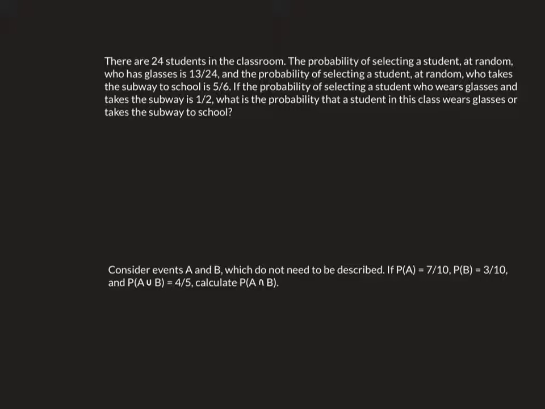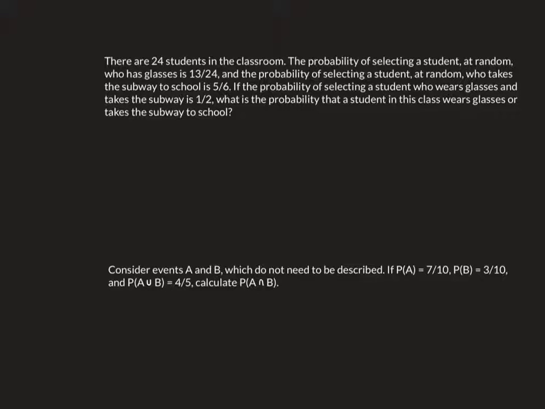All right, so this first question is related to the discussion question from the second part of today's questions on Google Classroom, and the piece of information that you needed in order to answer the question has been filled in. So we're talking about the 24 students in a classroom, and again, the probability of selecting a student at random who has glasses is 13 out of 24. So that lines up with the number of students in the class, which makes a lot of sense.